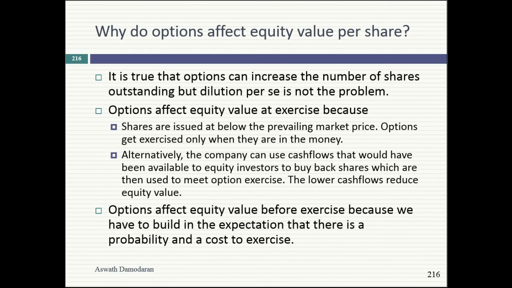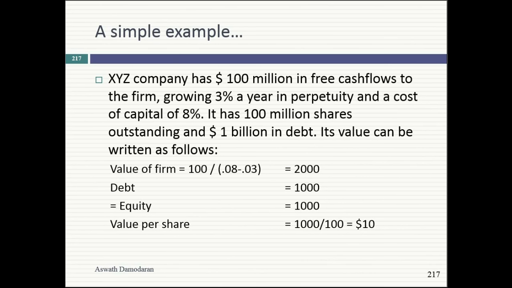So what I'm going to do is take a very simple example so you can see this play out. Let's say you have a firm. The firm has $100 million in free cash flows. It's growing 3% a year forever, and the cost of capital is 8%. The company has 100 million shares outstanding and $1 billion in debt. So let's value the firm. $100 million is the cash flow divided by cost of capital minus growth rate. I come up with $2 billion.